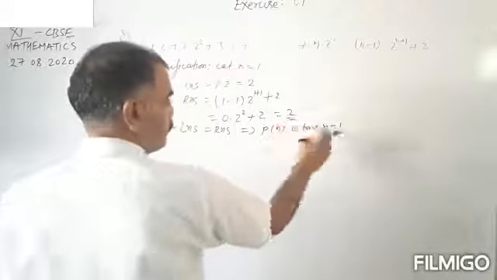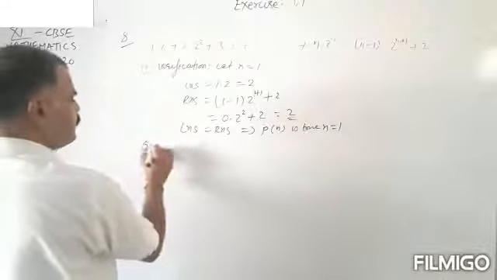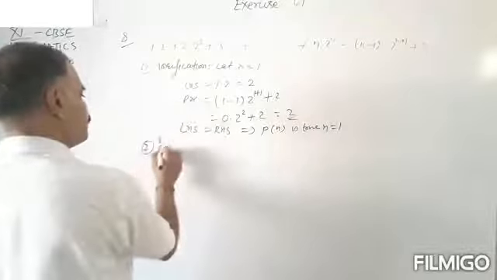Pn is true for n equals to 1. Now assumption step. Second step is assumption.